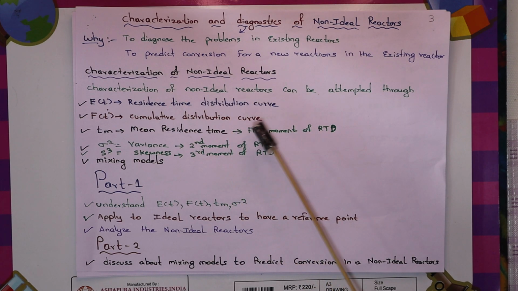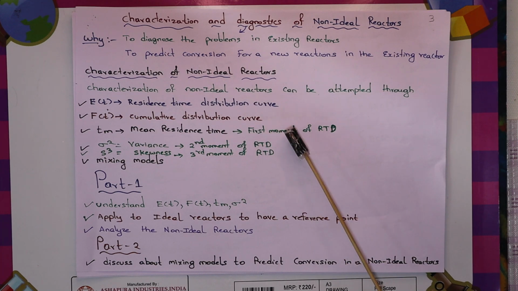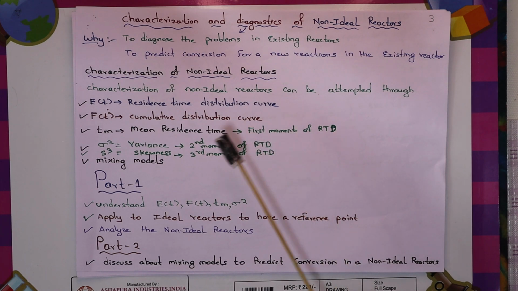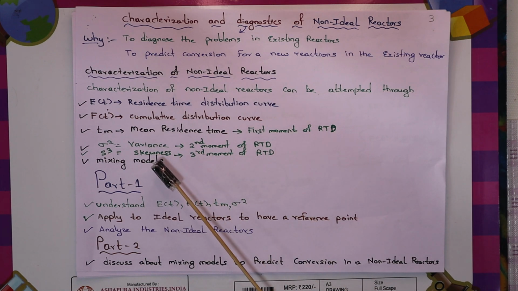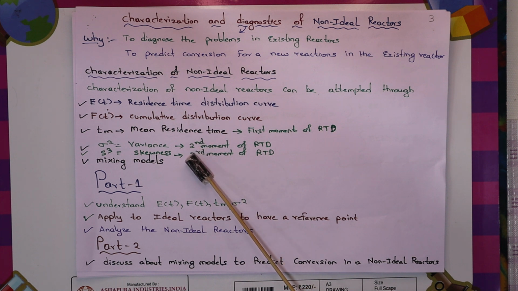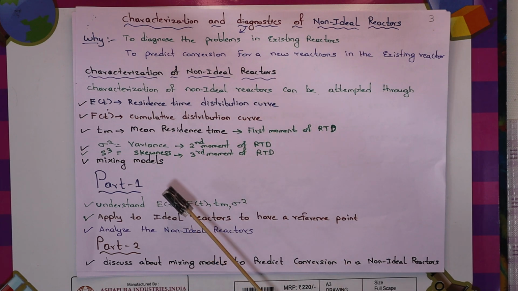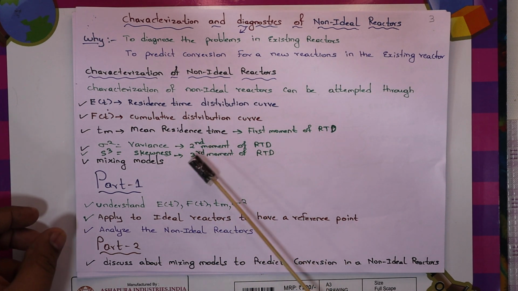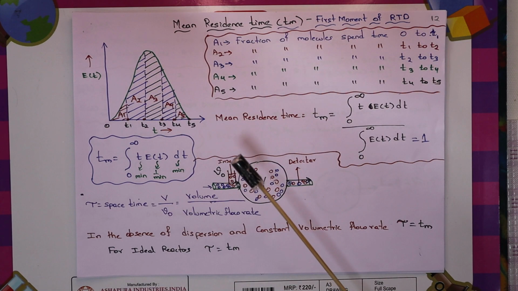The other names for the mean residence time, variance and skewness: normally, the mean residence time is termed the first moment of residence time distribution, the second moment of residence time distribution is the variance, and the third moment is called the skewness. These give certain information about the non-ideality in a particular reactor using tracer curve experiments. Let us find out the mean residence time, variance and skewness in this lecture.